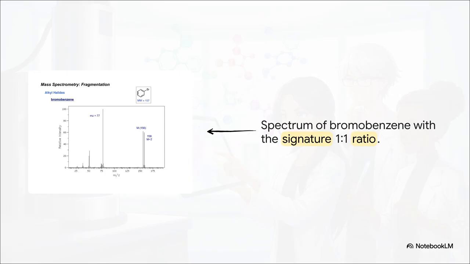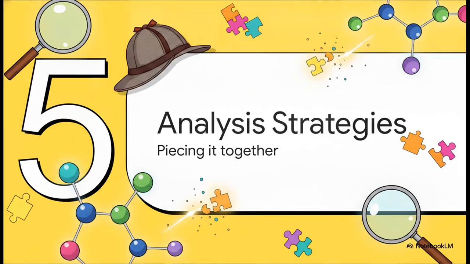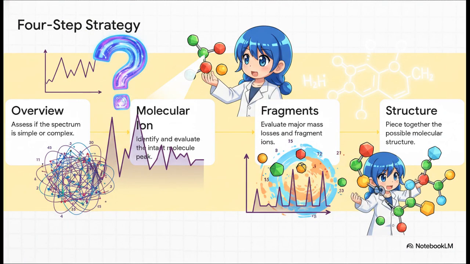It's an instant giveaway. Finally, we arrive at Section 5, Strategies for Interpretation. Let's talk about piecing it all together. Okay, so we know how to make ions, and we know how to spot isotopes. But when you're faced with a totally unknown spectrum, it's super easy to get overwhelmed. Luckily, forensic scientist R. Martin Smith outlined a highly effective 4-step evaluation process.